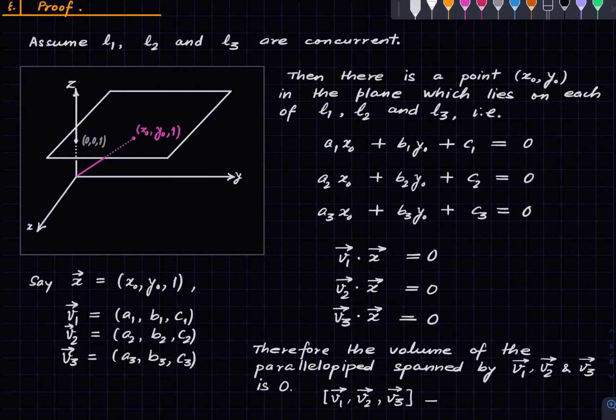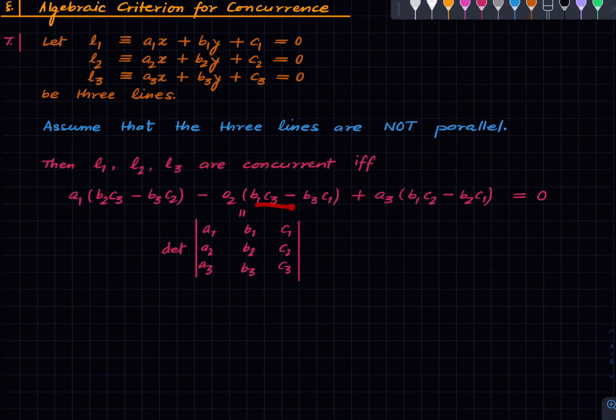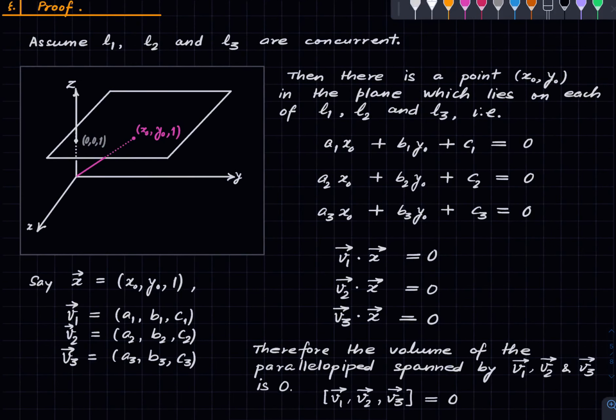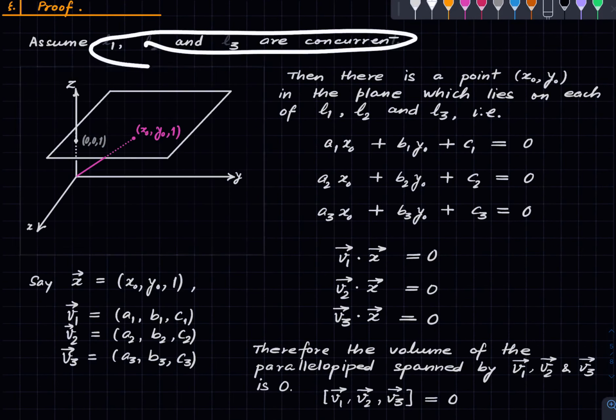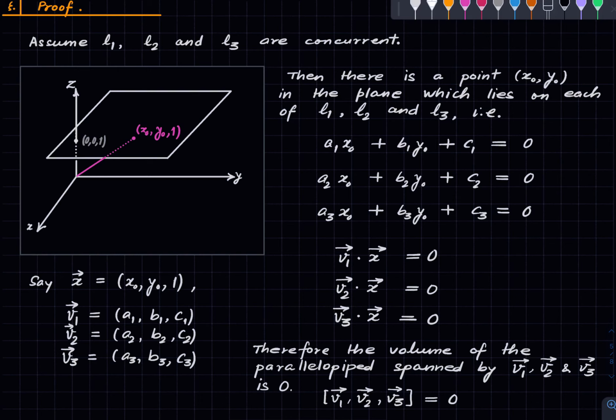So this is 0, and if you just use the formula for the box product, you will get this algebraic expression. So that proves that if the lines are concurrent, then the algebraic expression that we saw is indeed 0.